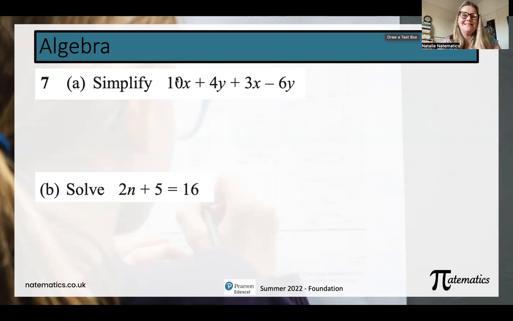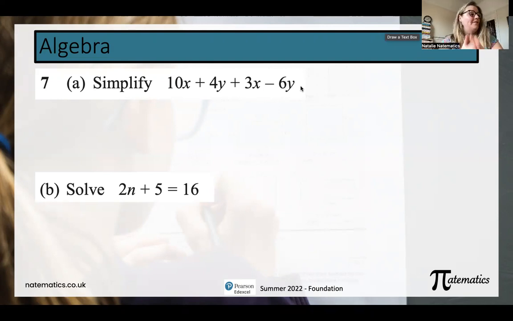So we've got 10 lots of some number, I don't know. I'm going to add to it 4 lots of another number, I don't know. So it's a different letter. I'm going to add to that 3 lots of, first, the number I had before, because it's X. And then I'm going to subtract 6 lots of that second number. Okay. So you can see that there are 2 terms that are applying to the first number, X. And then there's another 2 terms that are applying to that second number, which we've called Y.